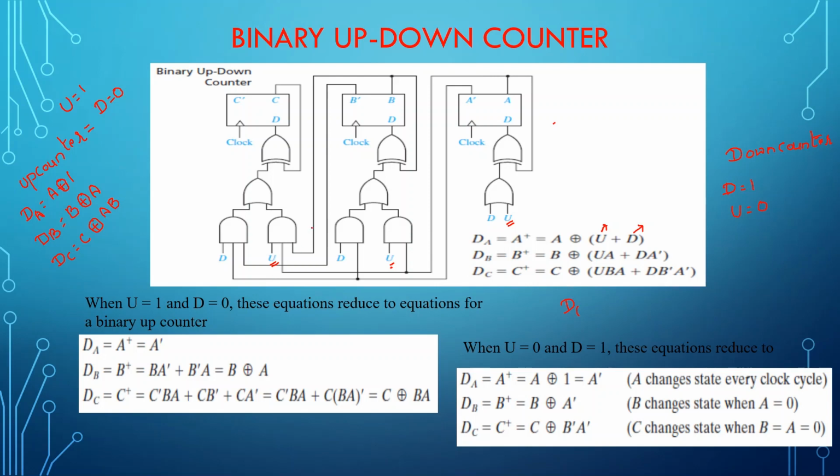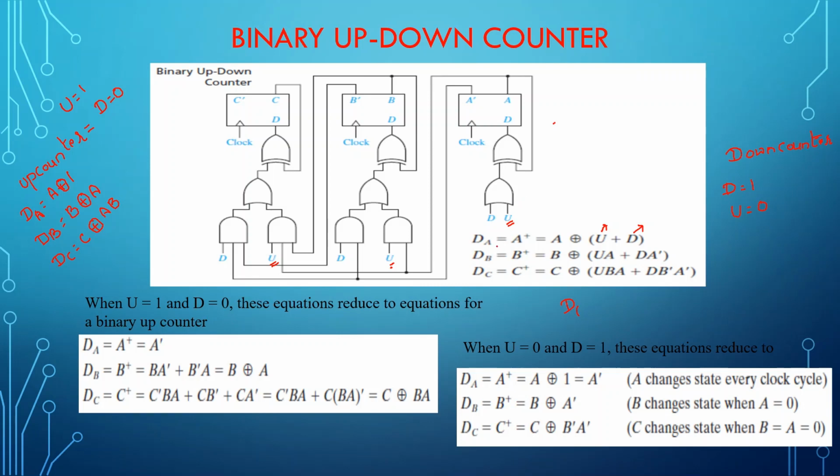But the user has to specify whether it has to perform as an up counter or down counter. If it has to perform as an up counter, the signal inputs shown as U should all be connected to high, and the D signal inputs in the circuit should all be connected to 0. Very similarly, if it is a down counter, it will be the vice versa.